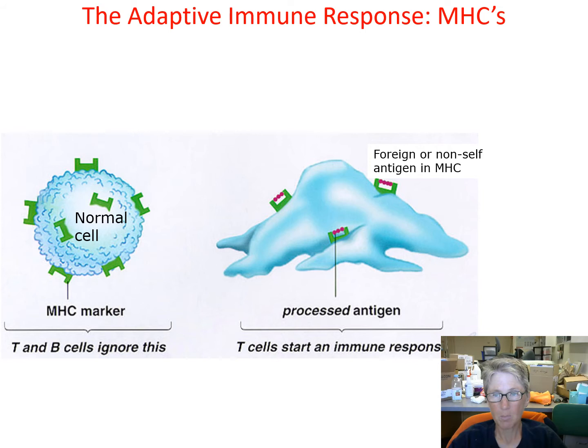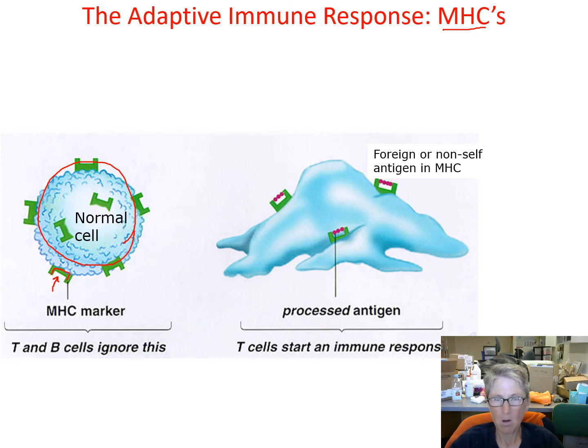All right, we've talked about MHCs, major histocompatibility complex proteins. So here's a normal cell, and it's got its MHC marker in it. Check it out. There's nothing in there, though. B and T cells ignore it.